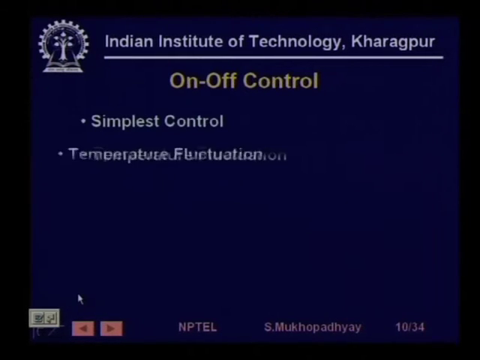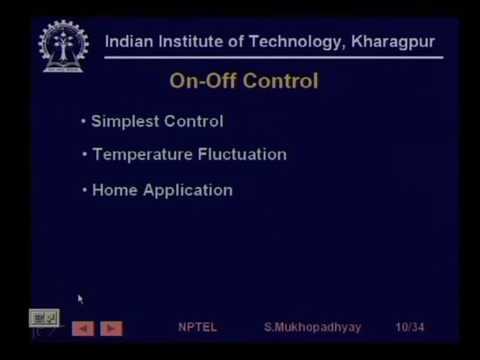Another very simple method is on-off control, which is the simplest of control. Basically, flow fluctuation may cause temperature fluctuation. Sometimes for home applications it is used when you have less load and a large volume, so there is a lot of thermal capacitance. A little bit of flow variation will not be felt because of the large volume of the room. So sometimes for home applications, ventilation, HVAC applications, this kind of control is used, but generally not used industrially.